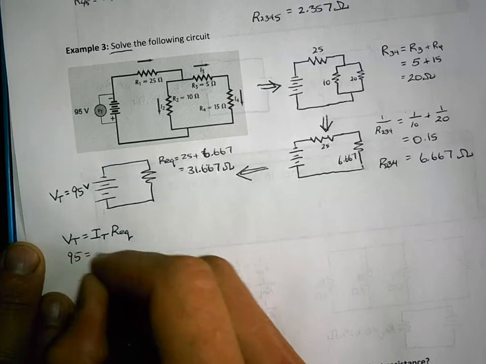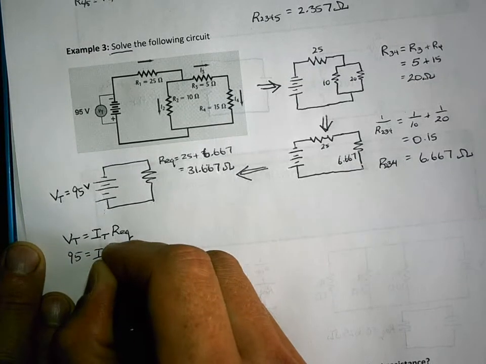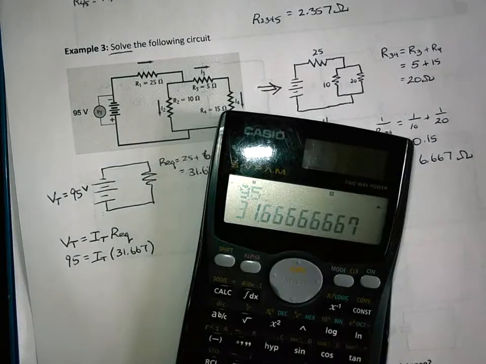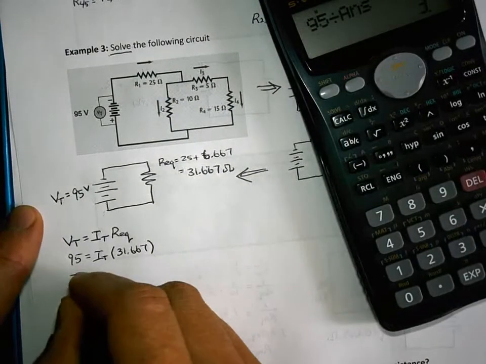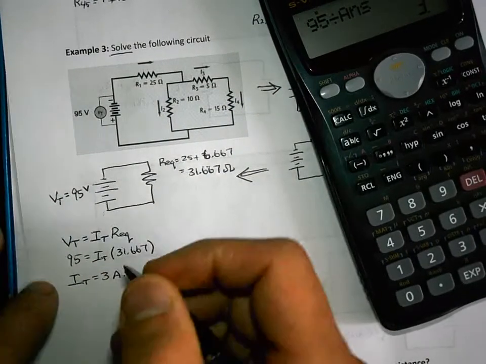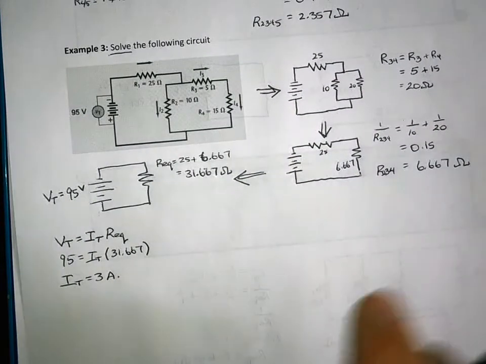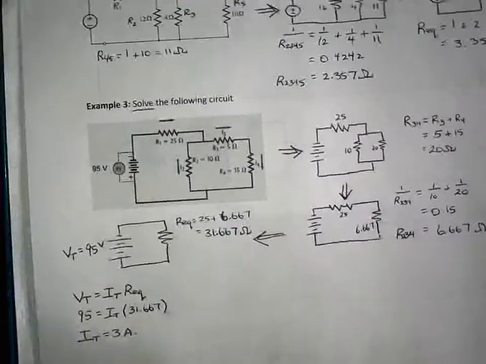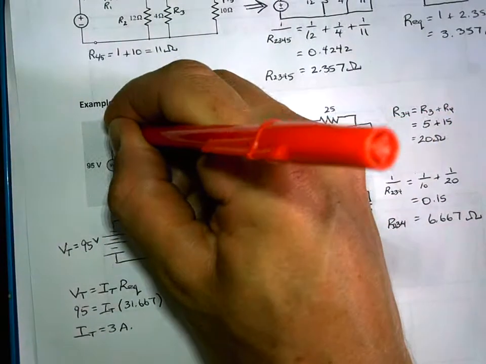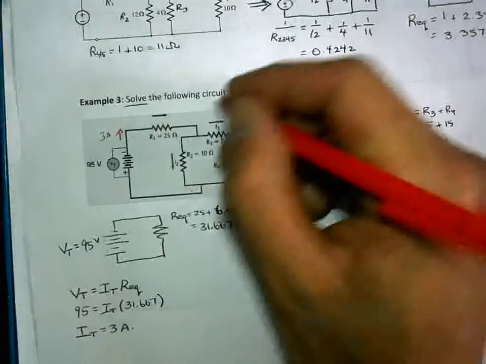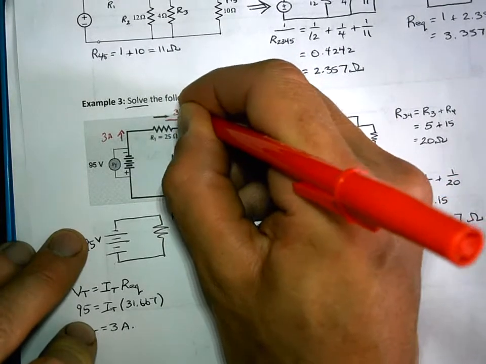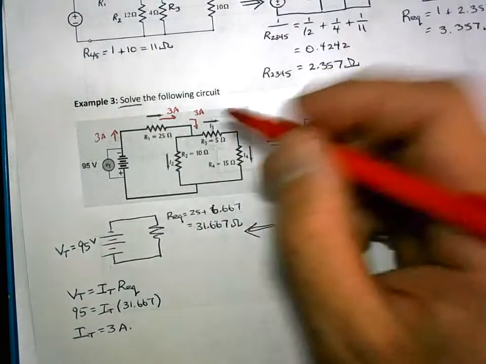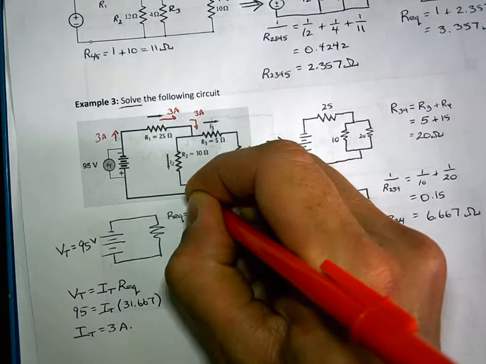95 is equal to IT times 31.667. So I take 95 divided by that answer, and I get IT is equal to 3 amps. So now, if we want to go back to the original circuit, I know that coming out of here, I have 3 amps. Going through here, I have 3 amps. Then I go into this point with 3 amps. It splits up somehow, and then again at the end, I have 3 amps.